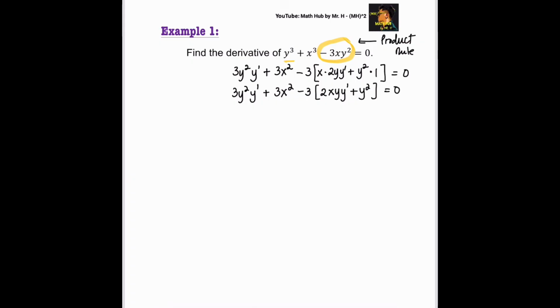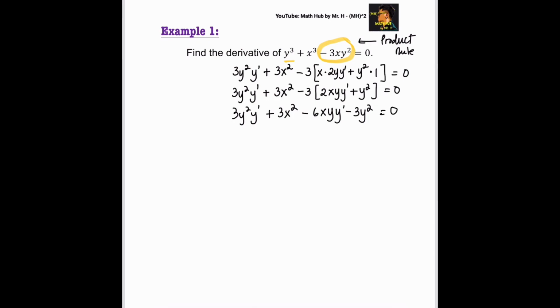The next thing is we can distribute this. So we copy 3y squared y prime plus 3x squared. So that's going to be -6xy y prime. So -3 times y squared is -3y squared equals 0.